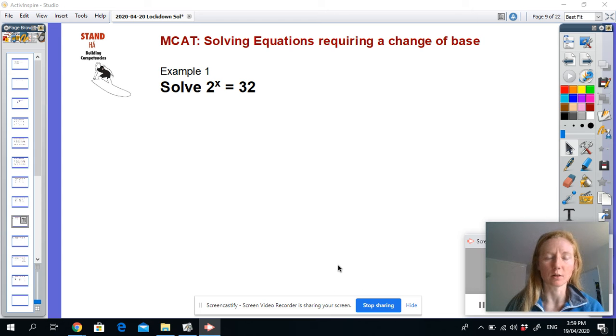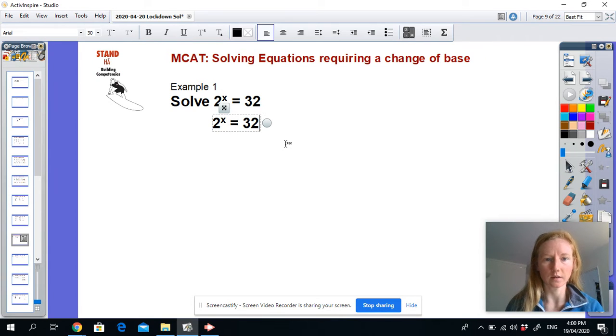Okay, so our first example of how we're going to solve an equation using some of this information that we've just recapped. We've got an example here where the left-hand side of our equation, 2 to the power of x, is expressed as a base with an exponent. But the right-hand side is not, it's just expressed as a normal number. So the first thing that we're going to do is express them both as a base with an exponent.